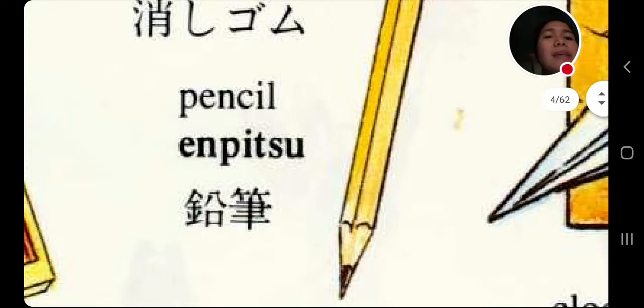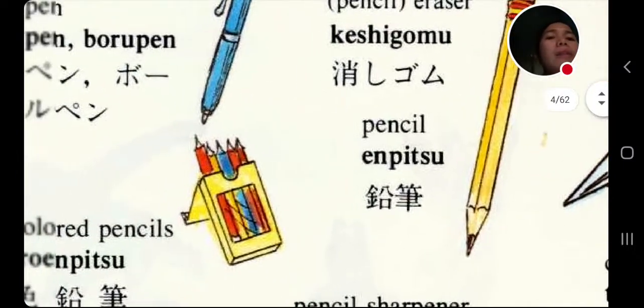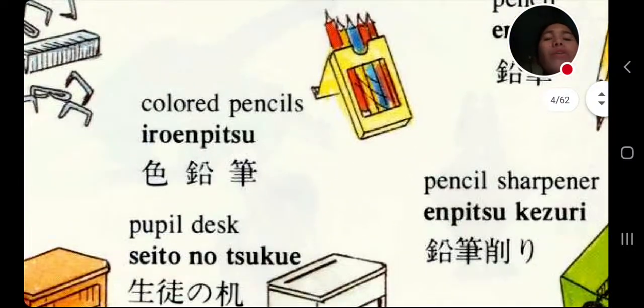This one, pencil, is enpitsu. N-N-P? So, it should be M in pronunciation, empitsu, not enpitsu. Empitsu. Pencil. Then we have colored pencil. Iroenpitsu, because color is iro. So idagdag nyo na lang sa empitsu. So we have iroenpitsu. Iroenpitsu, colored pencils.